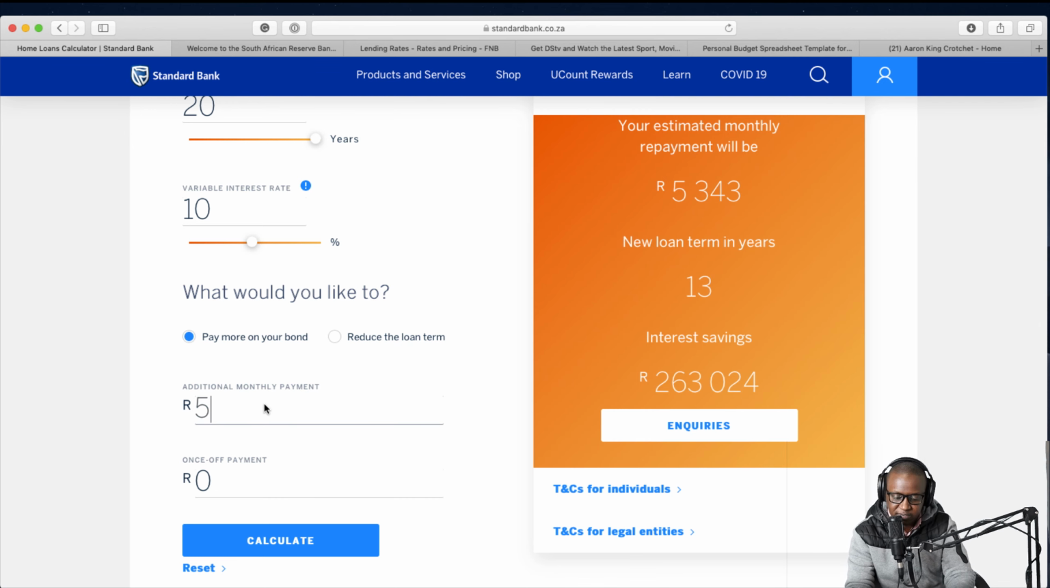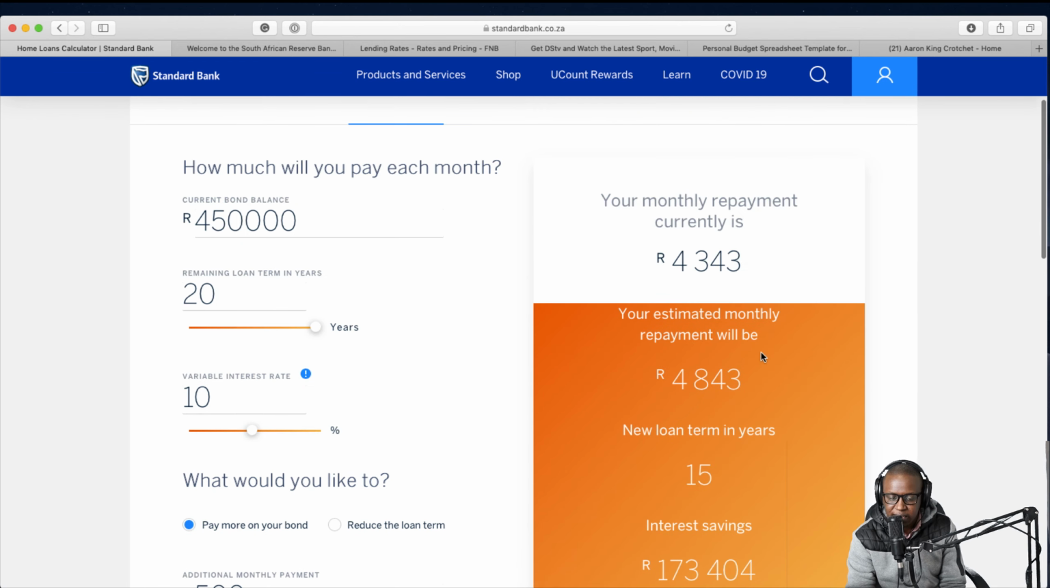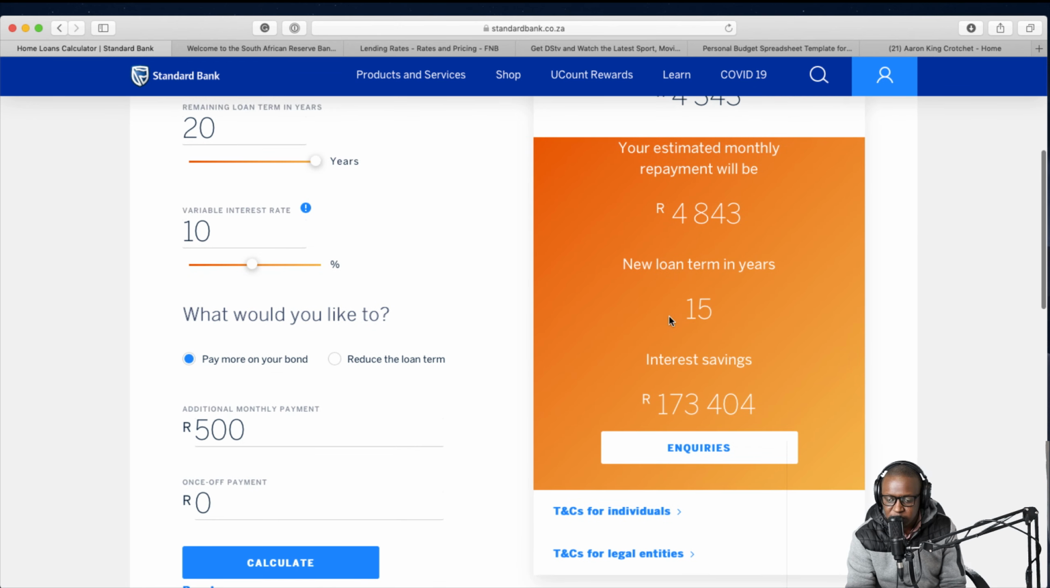Let's put an extra 500 rand as well, so that you can see that it doesn't have to be much. An extra 500 rand will also save you 5 years in your bond term. So you'll pay your bond 5 years earlier, and you'll save interest of 173,404. So it is important that if you have a bond, put something extra there, then you'll finish it quicker.